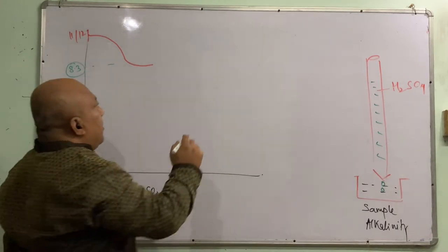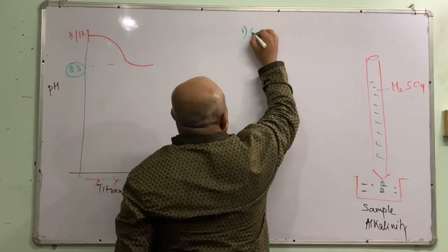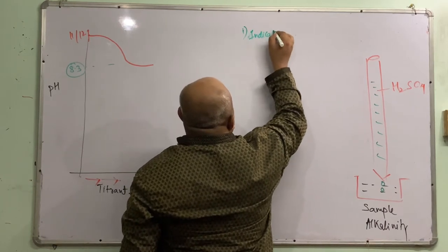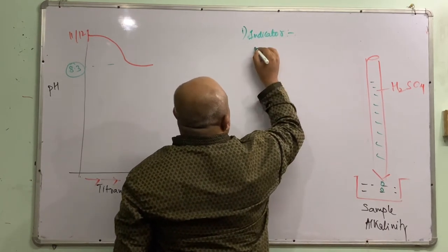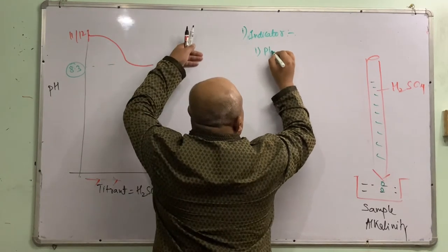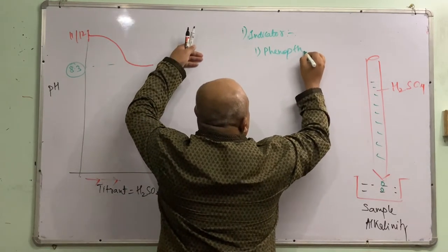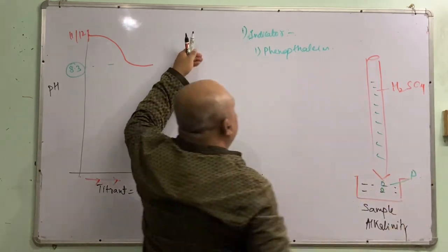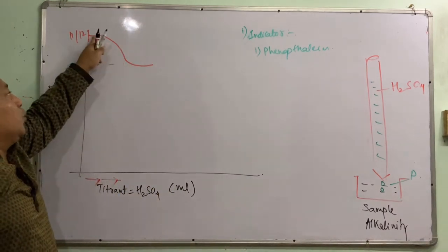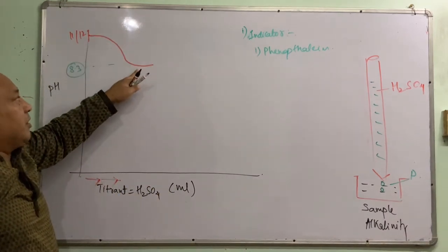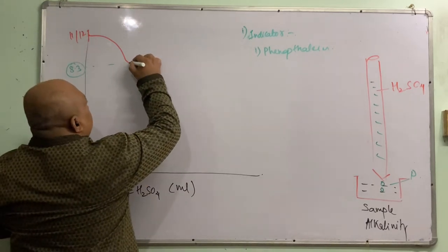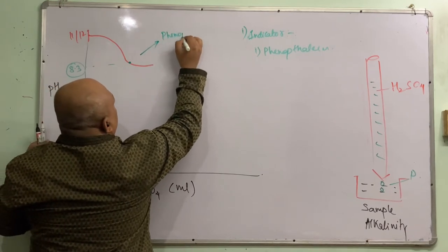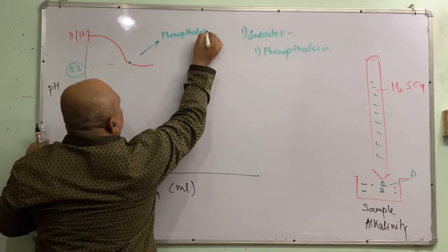Fine. Number one, in the first titration, in the indicator, we put phenolphthalein. So first we put phenolphthalein here. The moment we put phenolphthalein, we do the titration and then we finish over here. So at this point, phenolphthalein is over. Phenolphthalein is over.